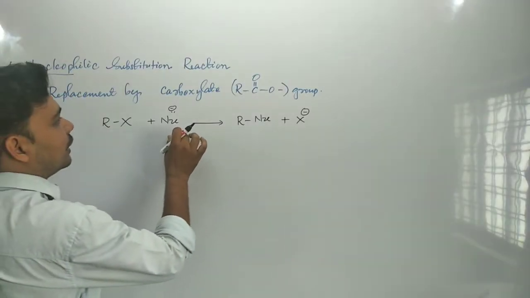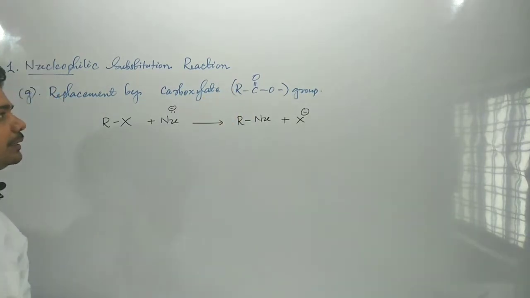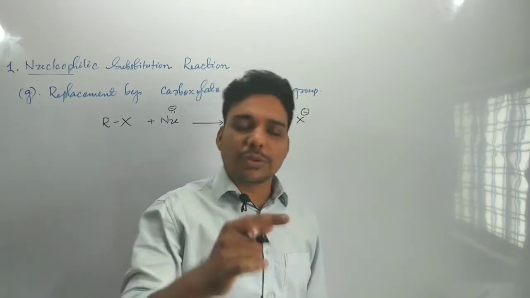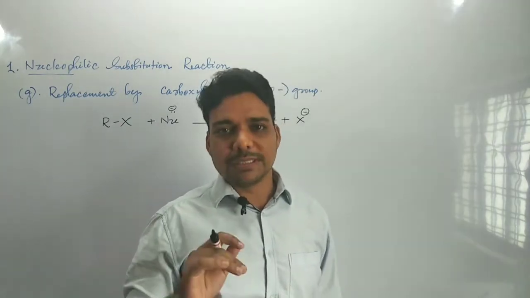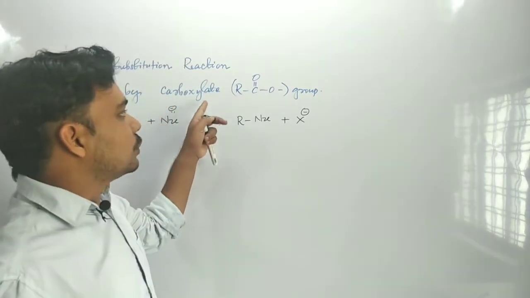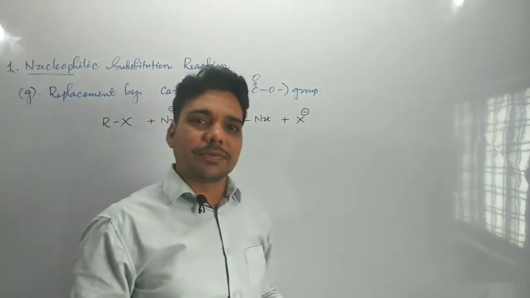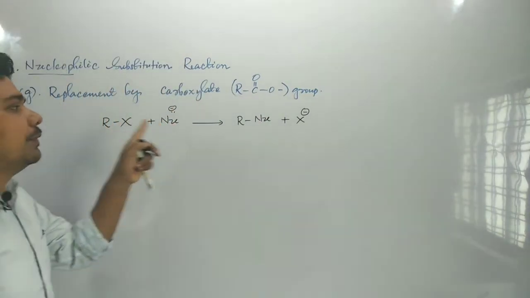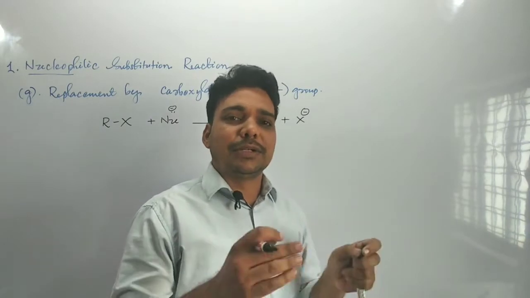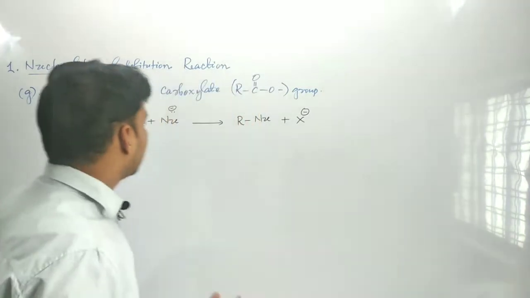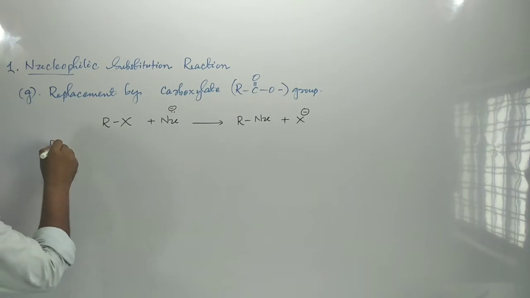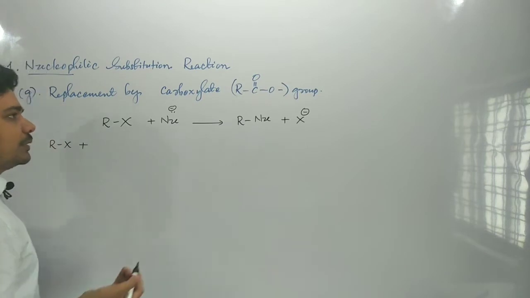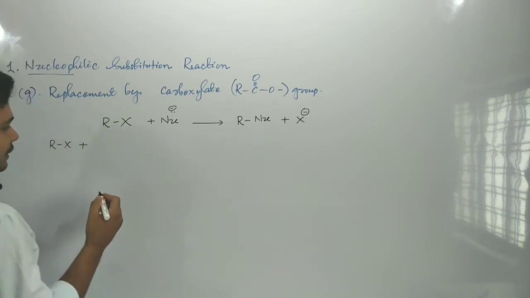Now, here our nucleophile is the carboxylate ion, and this carboxylate ion can be generated from the sodium, potassium or silver salt of carboxylic acid. When the sodium salt, potassium salt or silver salt of carboxylic acid is treated with alkyl halide, we will get ester as our nucleophilic substituted product. What have I told you? When alkyl halide is treated with the sodium salt or potassium salt or silver salt of carboxylic acid.